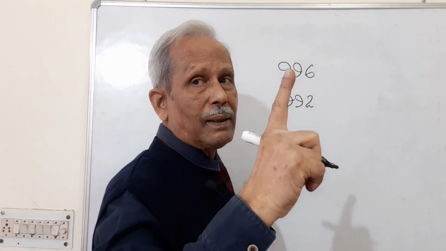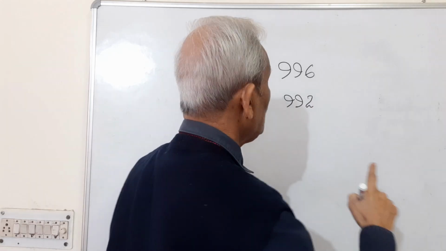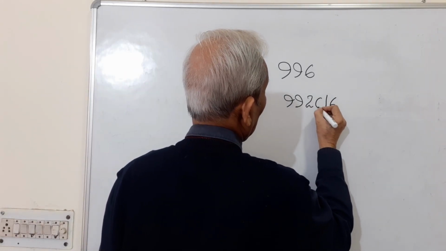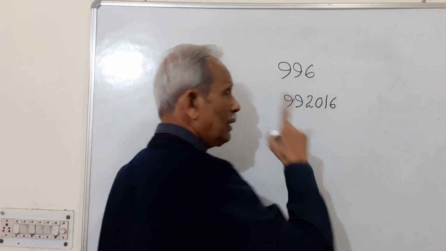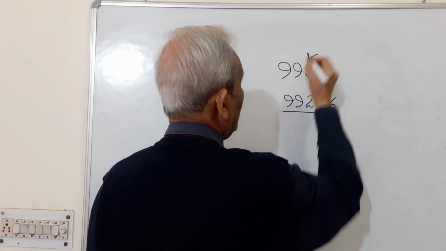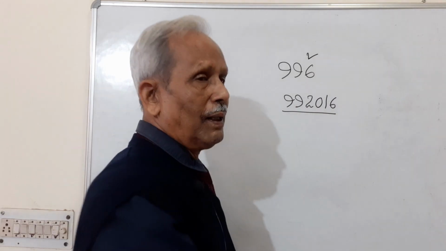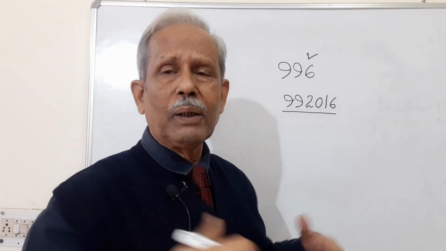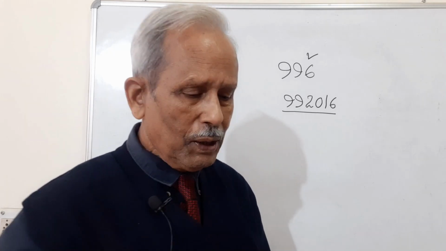In the base there are 3 zeros, so we cannot write 16 here, we have to write 016 because there are 3 zeros, we have to occupy 3 spaces. So the answer is square of 996 is 992016. I have done it without writing anything, mentally. You can do it mentally without any issue at all.